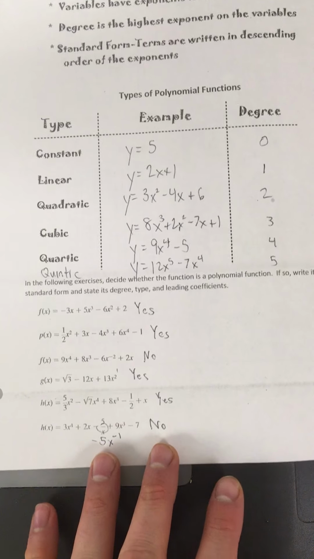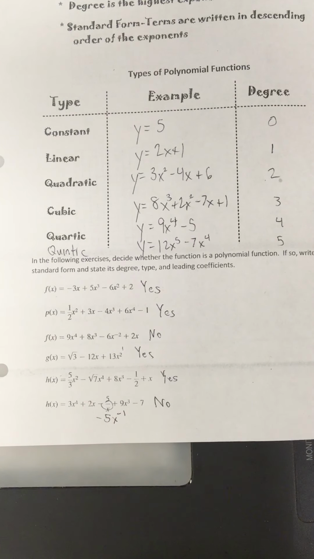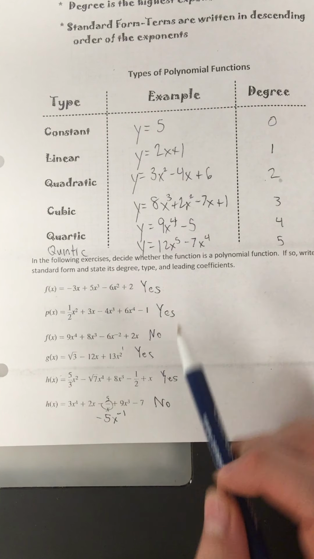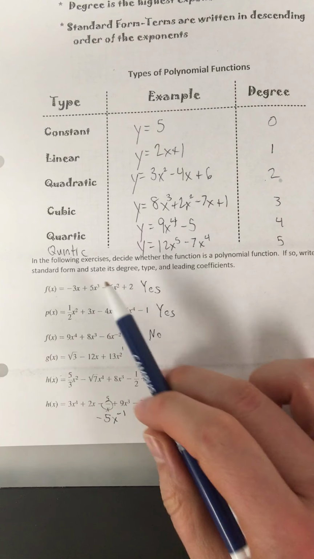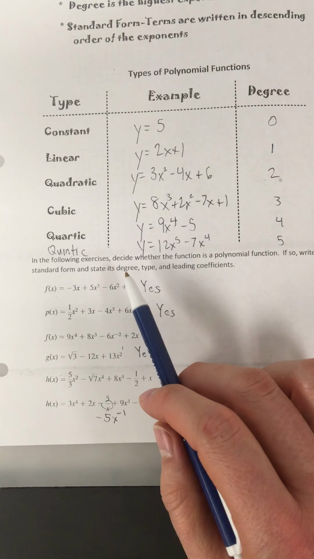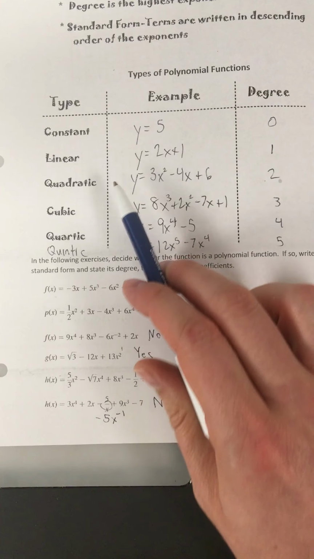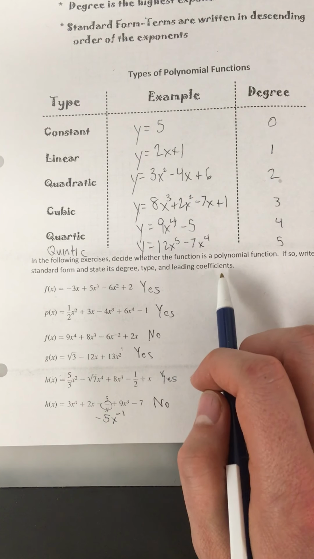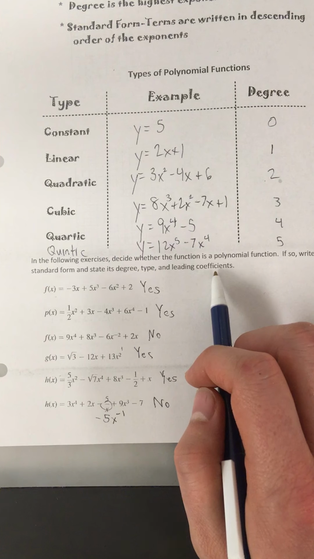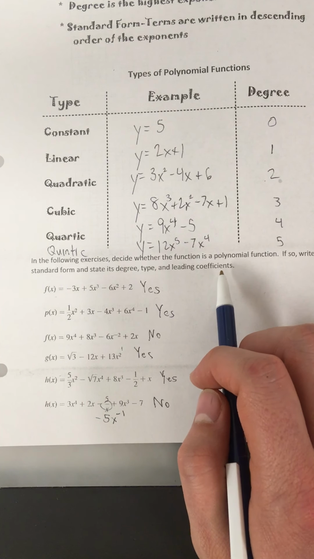So if you look down at the bottom, I want you to take a moment right now. We've already decided if they're polynomials or not. If the answer was yes, I want you to rewrite it in standard form and then tell me its degree, that's the biggest exponent, its type, and then leading coefficient, that's just the front number after you write it in standard form.